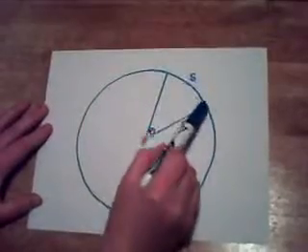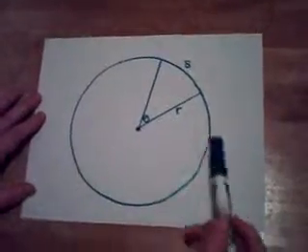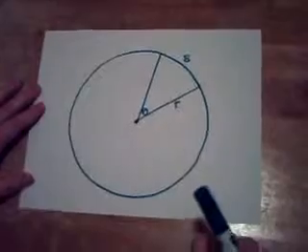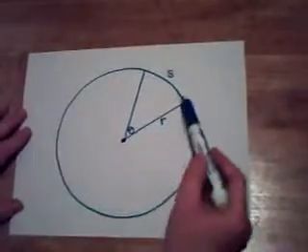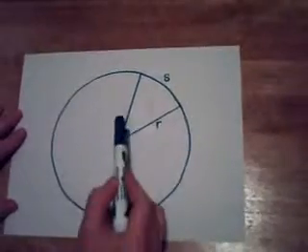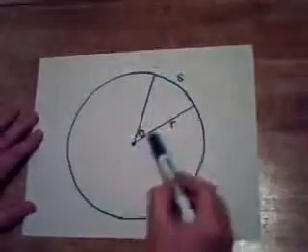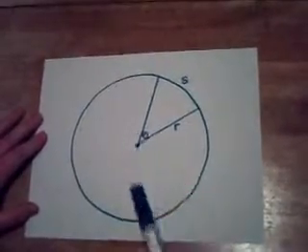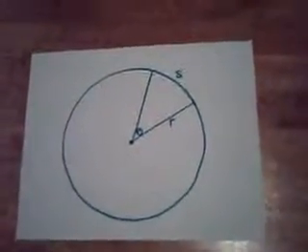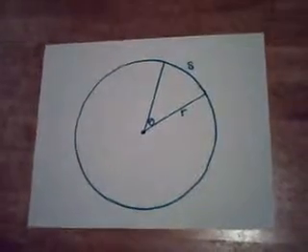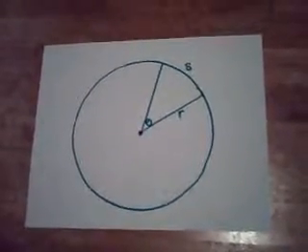This is the arc length. So if you take a chunk out of any part of a circle, you're going to have the arc length. Arc length is represented by an S. Radius is represented by an R. And the angle of the piece that we took out is represented by theta. Theta is a Greek symbol, and it's usually measured in radians. Angular displacement is also measured in radians.